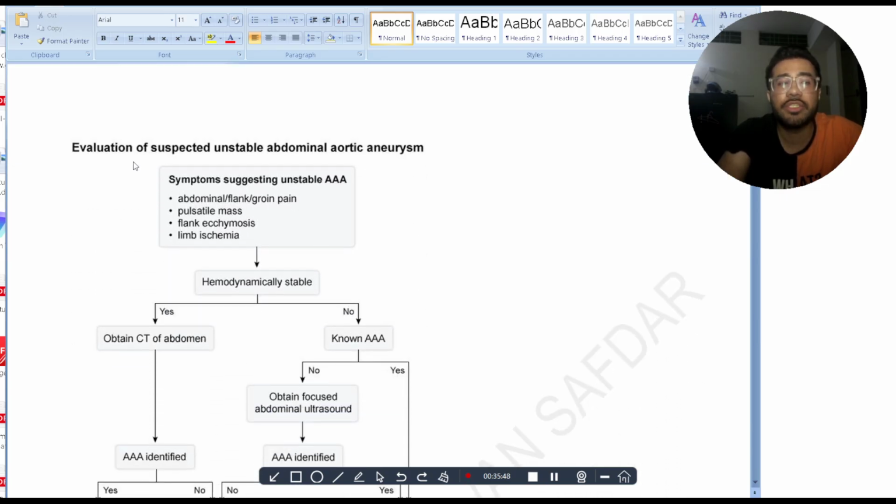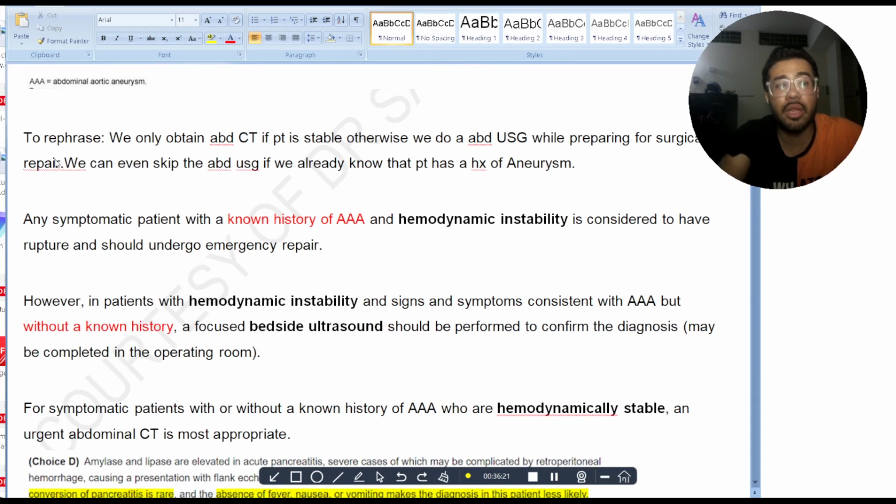So, evaluation of suspected unstable aortic aneurysm. What is unstable abdominal aortic aneurysm? Unstable means that it is causing symptoms and there's a risk of impending rupture. That is what we call unstable. So, unstable abdominal aortic aneurysm is going to present with abdominal pain and flank ecchymosis, and the patient will most probably have a pulsatile mass in the abdomen. So, what are we going to do?